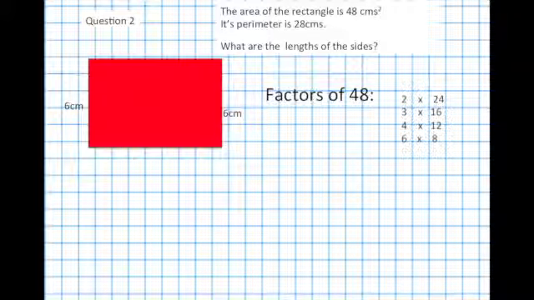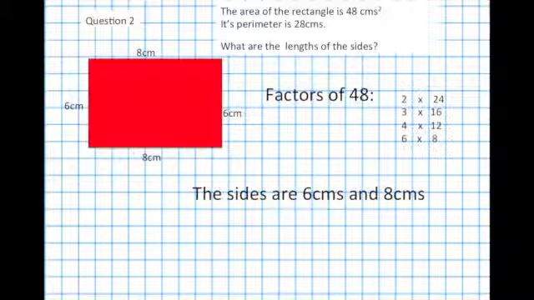Let's try 6 and 8. So 6 add 6 is 12, add 8 is 20, add 8 is 28. We've found the length of our sides. The sides are 6 centimetres and 8 centimetres. Don't forget the centimetres.